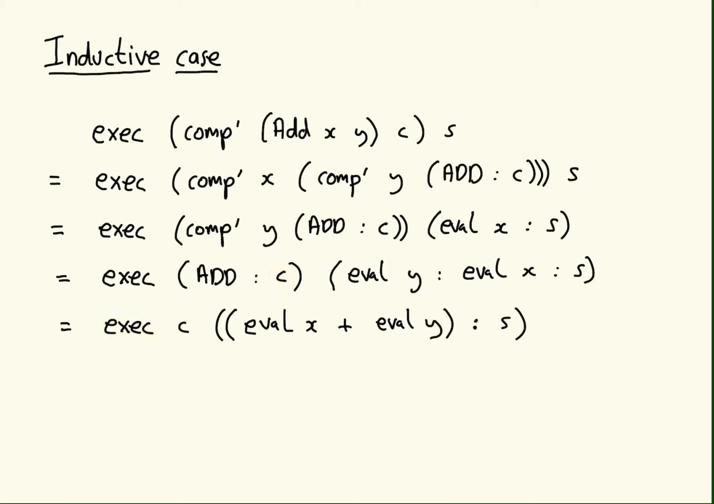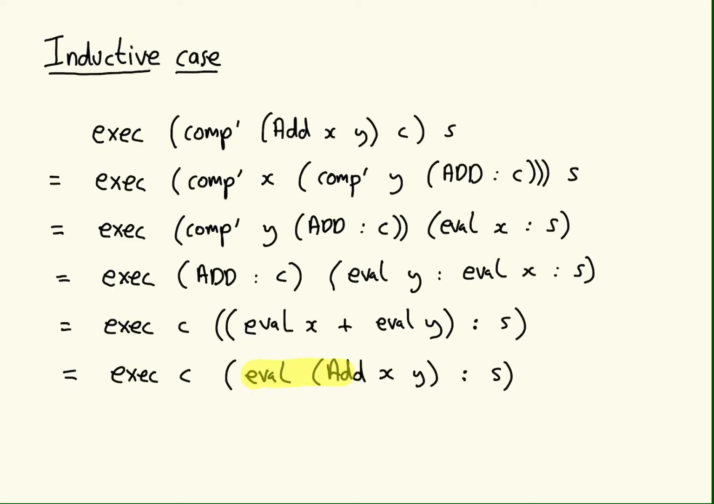And then in the final step, it's the same as in the base case. We can unapply the definition of the evaluation function. The part in yellow here, if we unapply the definition of the evaluation function, is simply the same thing as executing C in eval of add x, y, followed by s.